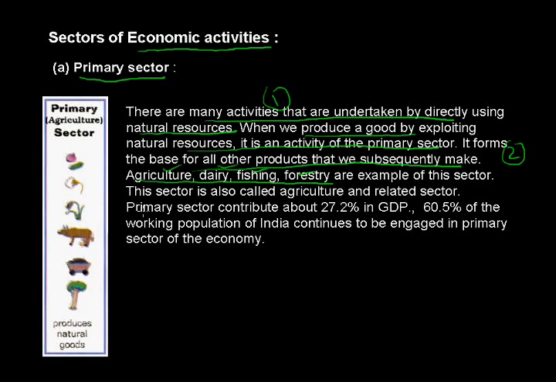Mining is the primary sector and iron ore is the raw material which comes out from the mining. So it is a primary product. So the primary sector basically gives us the primary product. This sector is also called agriculture and related sector.